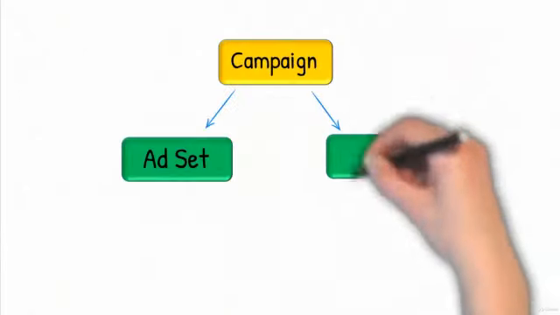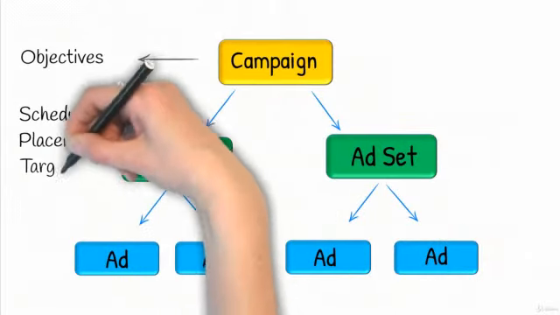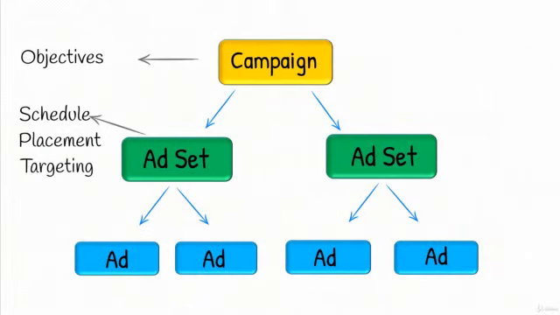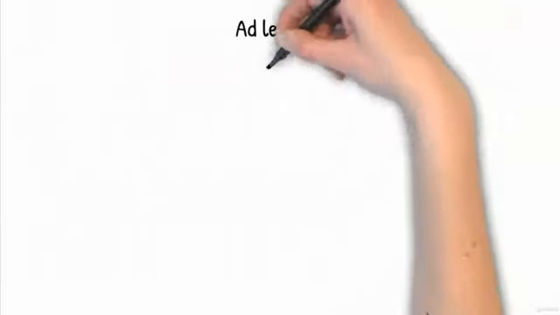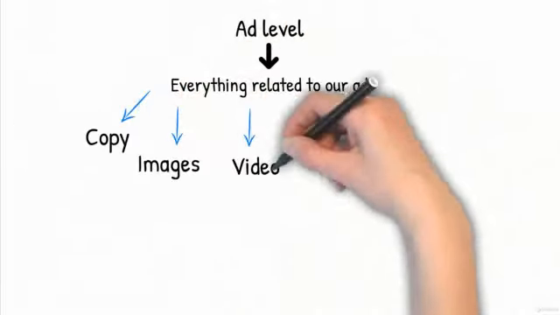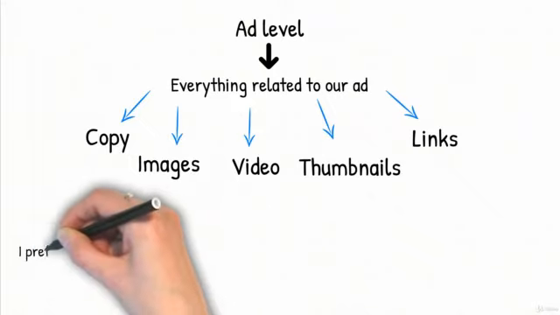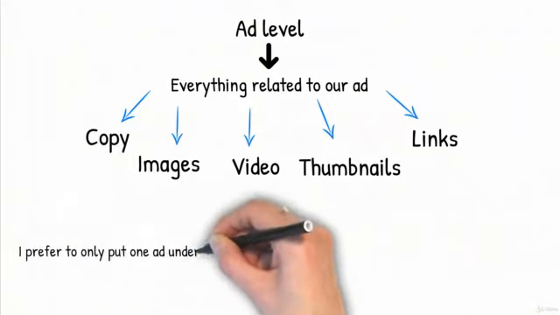After we have seen the second level, which is the ad set level, we'll move to the third level, the ad level. At this level, we will choose everything related to our ad: the copy, the images, the video, the links, and everything. You can also put different ads under the same ad set, which is something I personally prefer not to do. I prefer to only put one ad under each ad set.